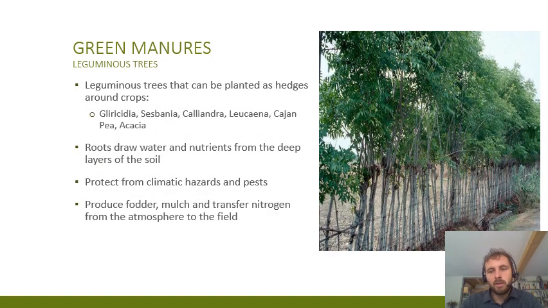Last but not least, you can use leguminous trees as green manure. This means you can plant them as hedges around the plots. You can use Gliricidia, Sesbania, Calliandra, Leucaena, Acacia, all leguminous trees you can just plant on hedges. It will help you also to limit erosion. It will recycle nutrients and water from deeper layers of the soil. It will protect from the climate, from pests, and you can use it as fodder trees or just as mulching. And you will really have a transfer of nitrogen, an input of nitrogen in your system.